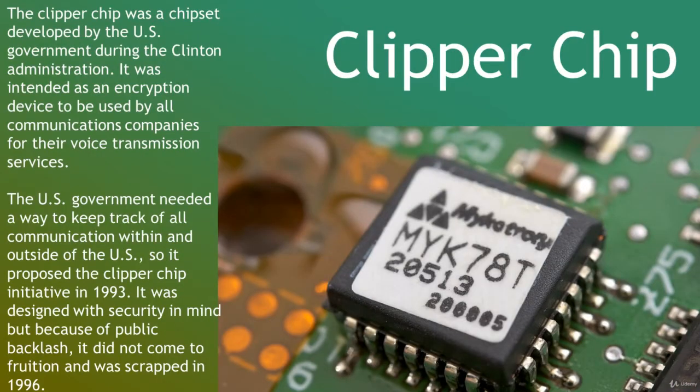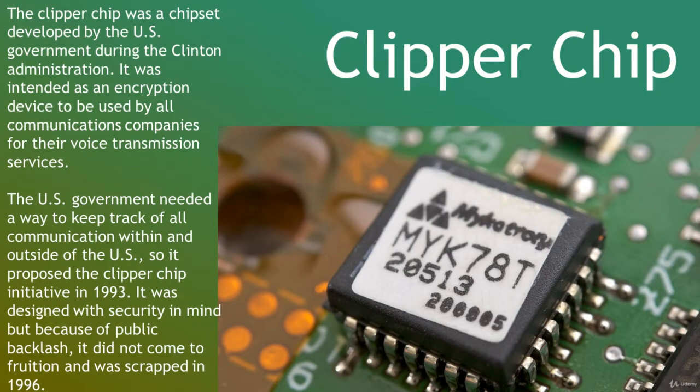The Clipper chip was a chipset developed by the US government during the Clinton administration. It was intended as an encryption device to be used by all communication companies for their voice transmission services. The US government needed a way to keep track of all communications within and outside of the US, so it proposed the Clipper chip initiative in 1993.